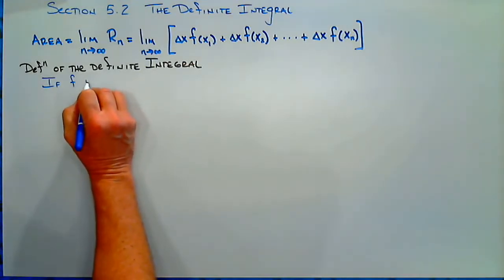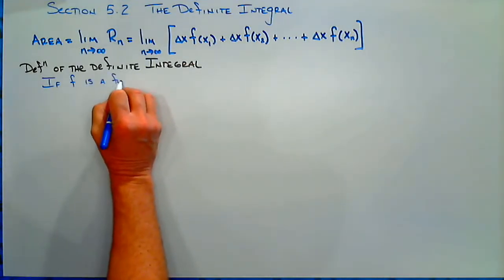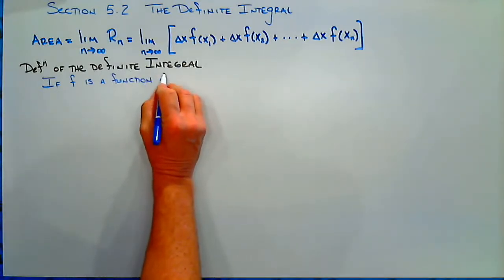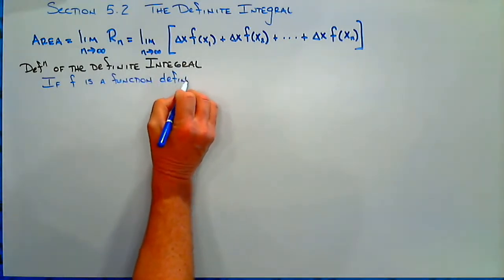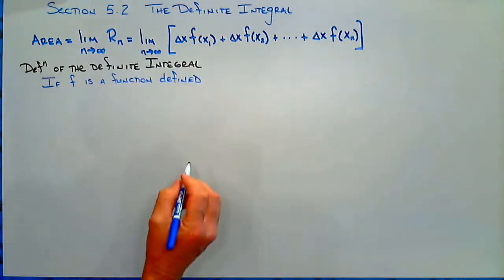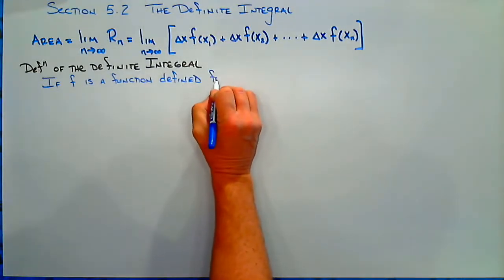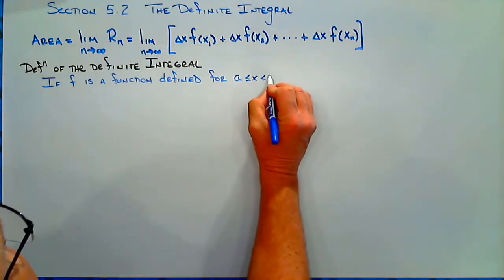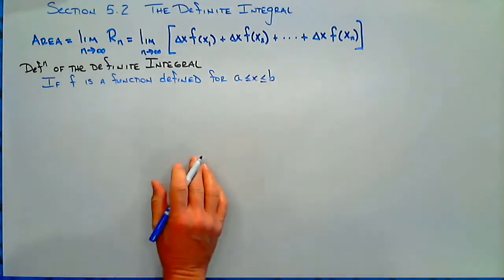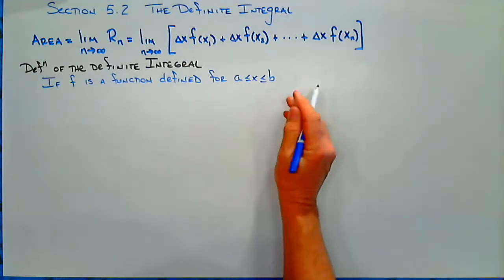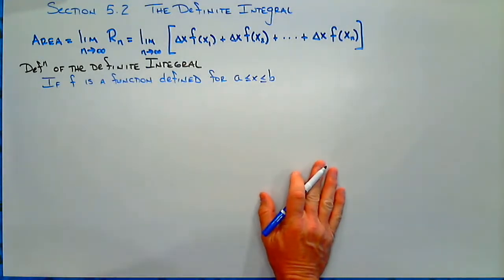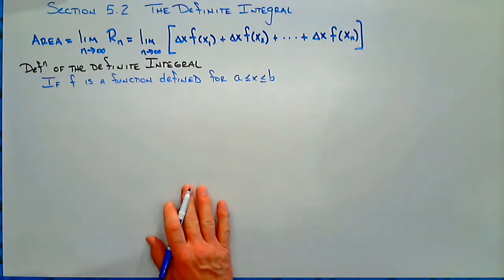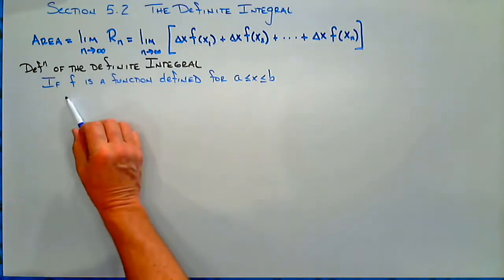is a function defined for a is less than or equal to x, less than or equal to b. All right, so we're going to pause now. If you're following along in your textbook, you'll see that we haven't written very much of this definition. So let's pay attention to what this says.